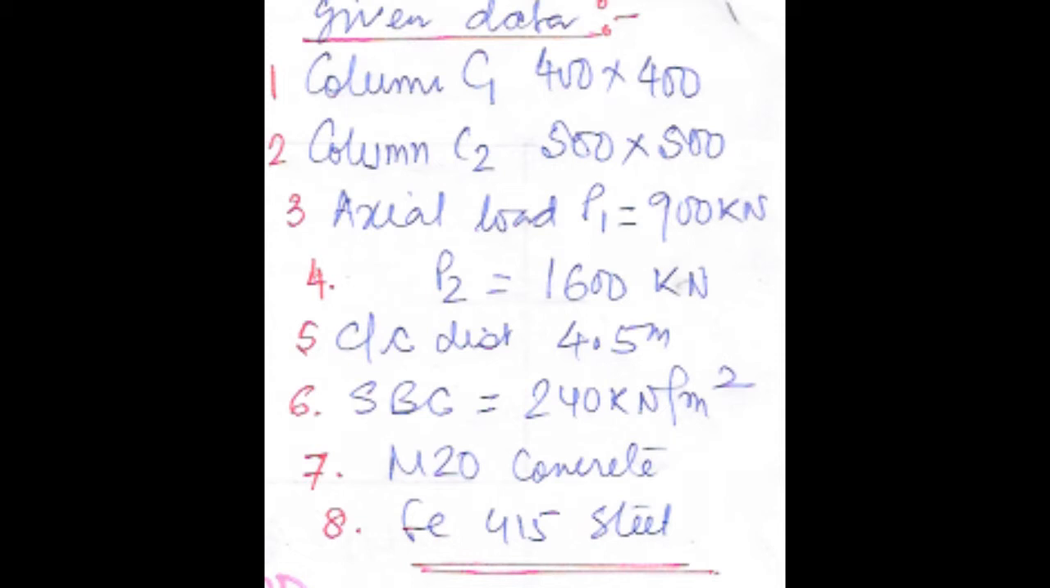Safe bearing capacity of the soil is given as 240 kilonewton per meter square, and they have told us to use M20 concrete and Fe 415 steel. So whenever you read the question, first you note down the data, so it will be in short in front of your eyes that these are the given data. Now you can start with your design procedure.